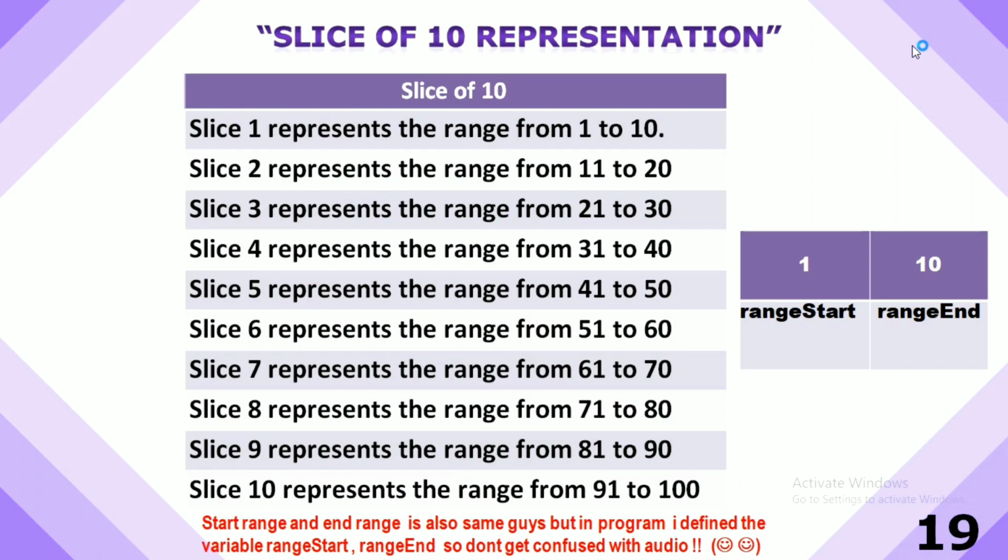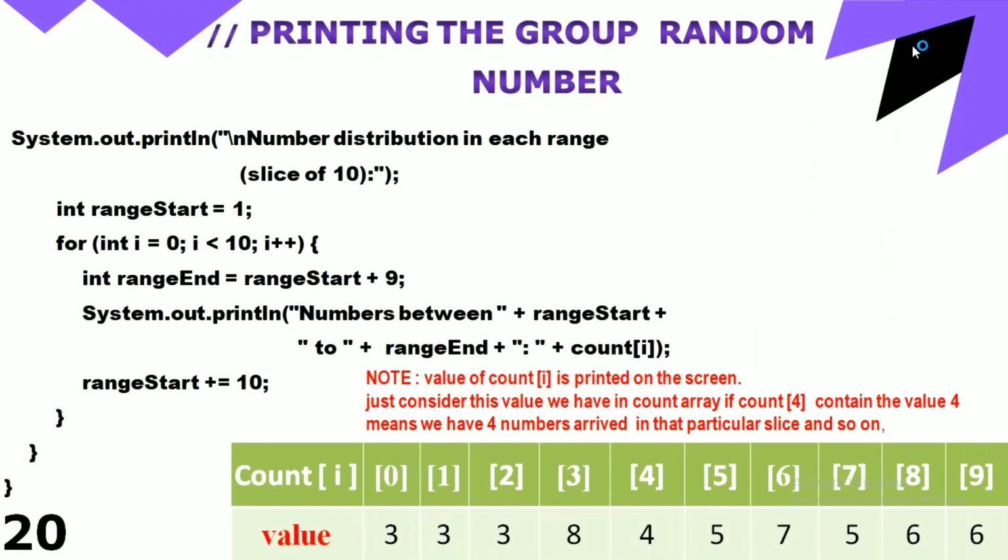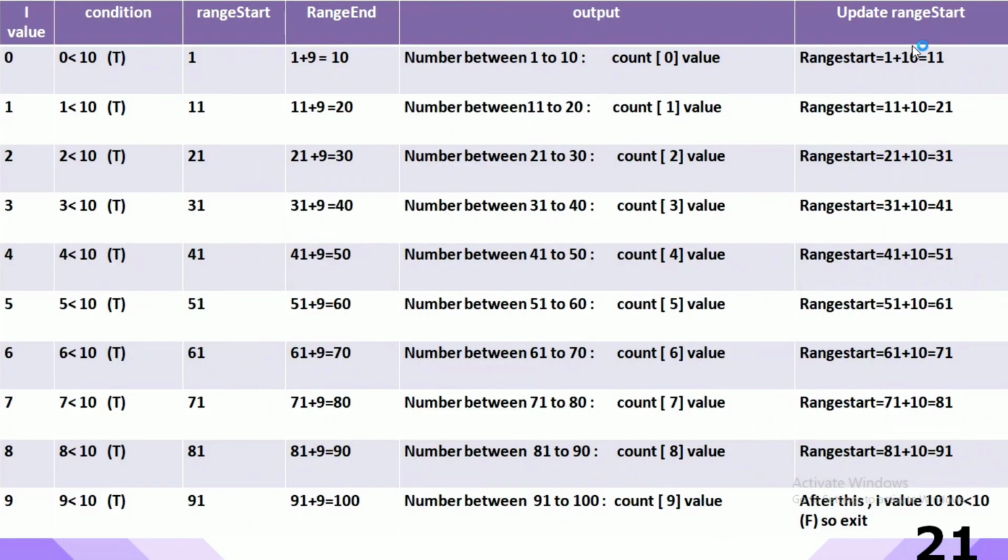We begin by initializing the start range variable to 1. Then we employ a for loop to iterate through the count array, aiming to display the values stored within it. Iteration 1, i equals 0. The loop starts with range start being 1. The condition 0 is less than 10 is true, so we enter the loop.